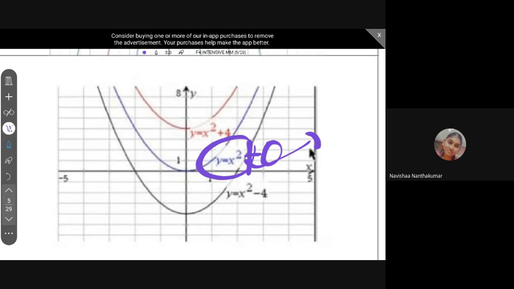Okay, so you see plus 4 gerak 4 unit ke atas. When you do x squared plus 4, kamu akan gerak graf tu 4 unit ke atas. You move it 4 units upward. If -4, you move it 4 units downward. Yang ni senang saja sebab kamu tengok pada paksi y saja. Just move it along the y-axis.